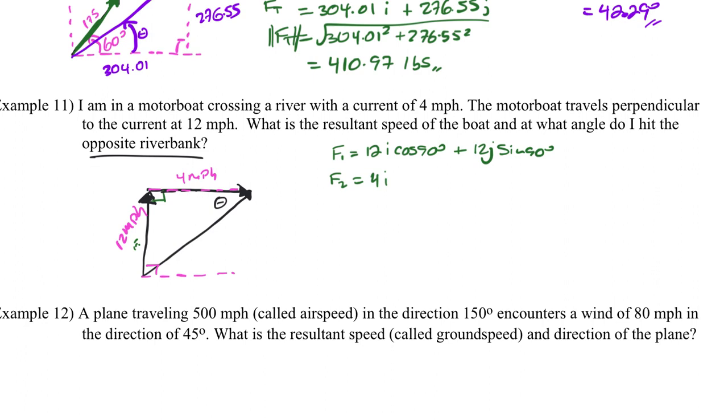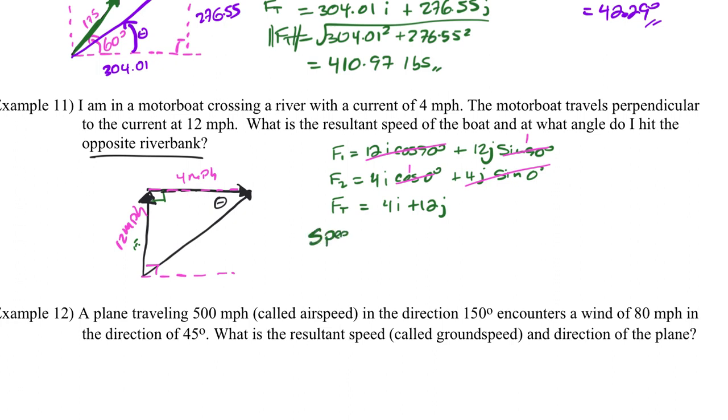That means that, in this case, my angle is 0 plus 4J sine of 0. We know that cosine of 90 is 0, so that cancels out. And we know that sine of 0 is 0, so that cancels out. So cosine of 0 is 1, sine of 90 is 1. So that means that my total force here is 4I plus 12J.